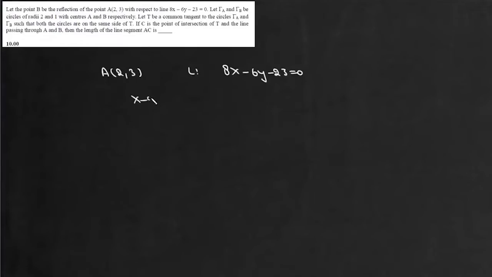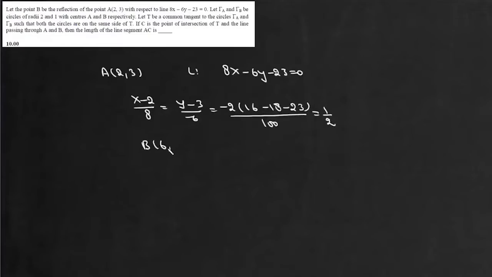So it will be this x minus 2 upon 8, y minus 3 upon minus 6 and then minus 16 minus 18 minus 23 upon 64 plus 36. That will be 100. Now this is 25, 50. So this value is 1 by 2. Now this is 4 plus 2, 6. So coordinate of this point B will be 6 and here this is minus 3 plus 3, 0. So coordinate of point B is 6, 0.